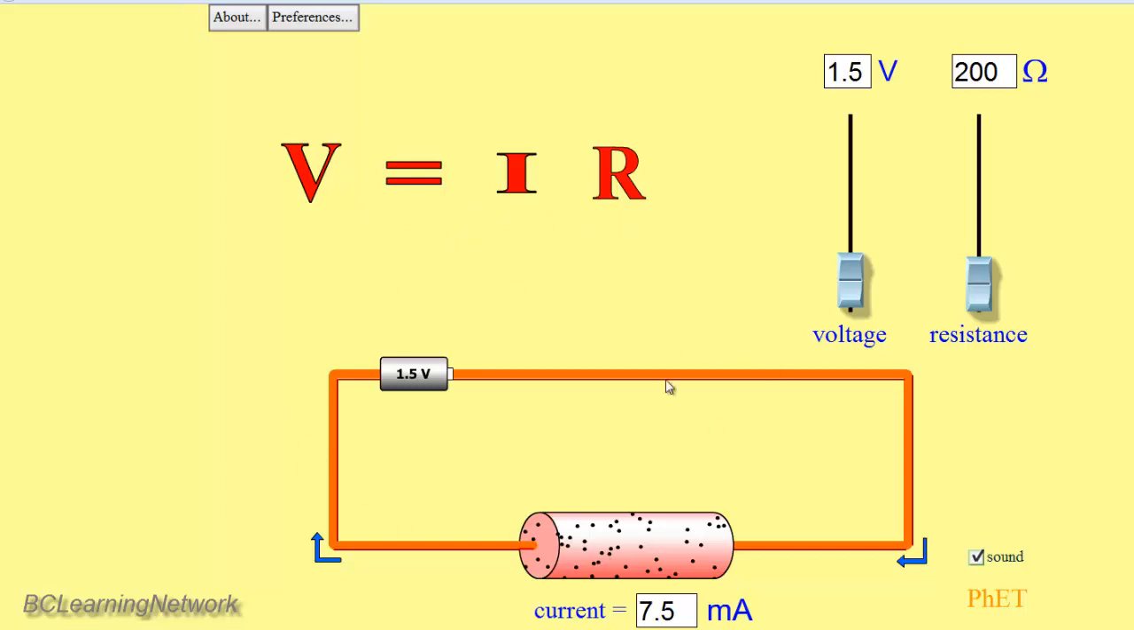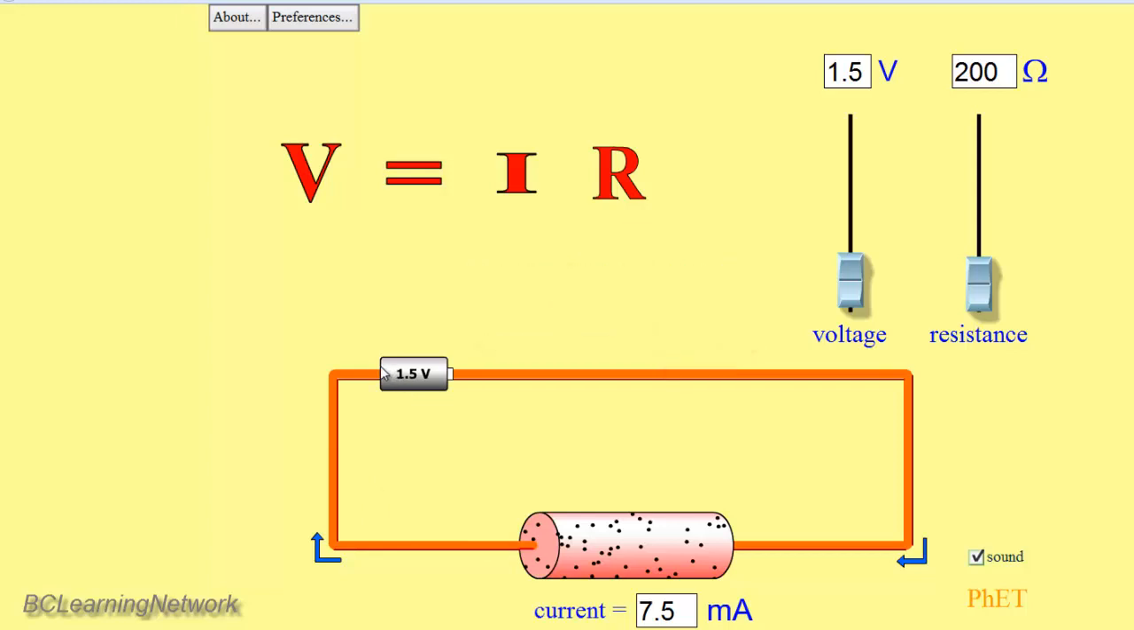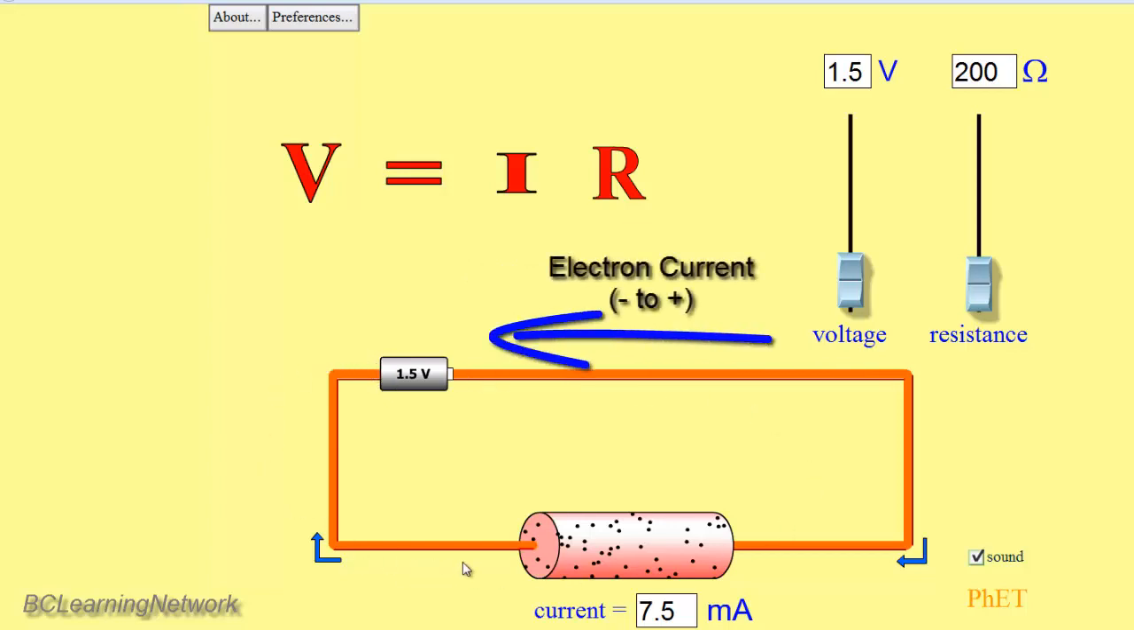Now, in this simulation, we've got our voltage source, which is this little battery here that's labeled 1.5 volts, and we see a little dimple on the one end that represents the positive side of the battery, the other side would be negative. Now, conventional current flows from positive to negative, which is a little bit confusing because we actually know that electrons are the ones that are actually in motion, and they of course are repelled from the negative side of the battery and attracted towards the positive. So electron current is actually opposite to conventional current.